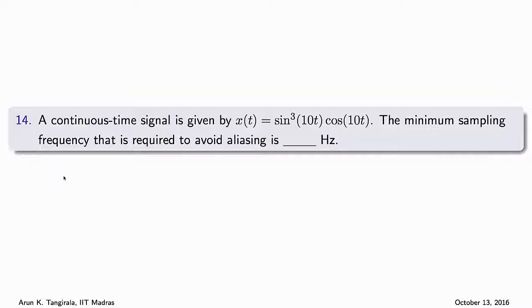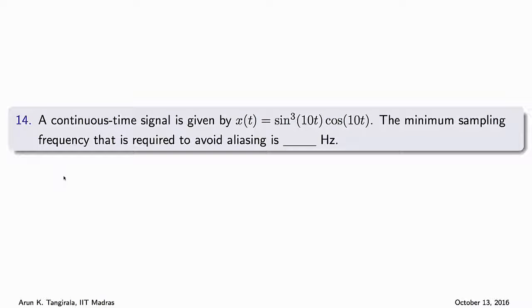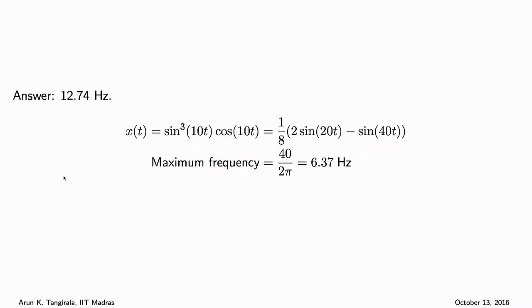So, here we have a continuous time signal which is given by x of t as sine square 10t times cosine t, and the question being asked is what is the minimum sampling frequency that is required to avoid aliasing. Well, that is fairly easy. You express x of t as a sum of sines using the trigonometric identity, find the maximum frequency, and the maximum frequency turns out to be 6.37 hertz, that is in cyclic units. Therefore, the minimum sampling frequency required to avoid aliasing is twice the maximum frequency, which is 12.74 hertz. Very good.